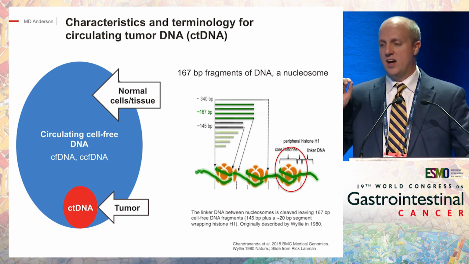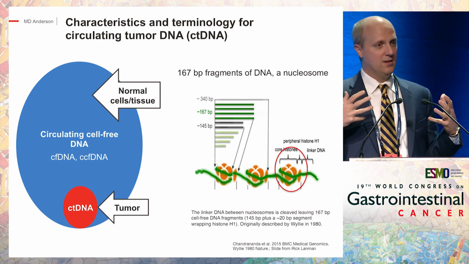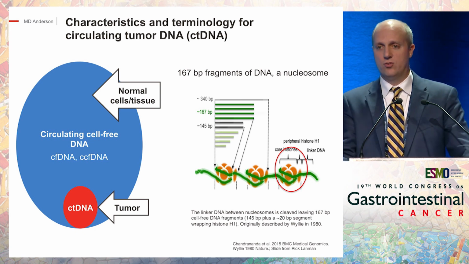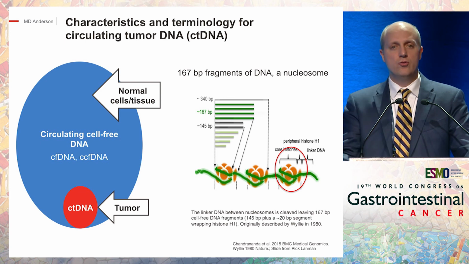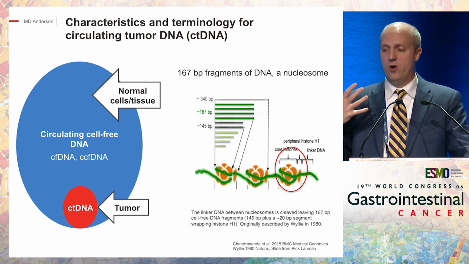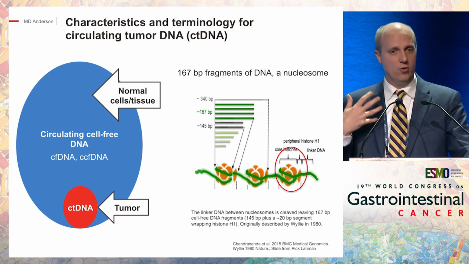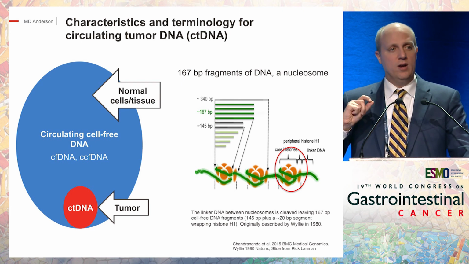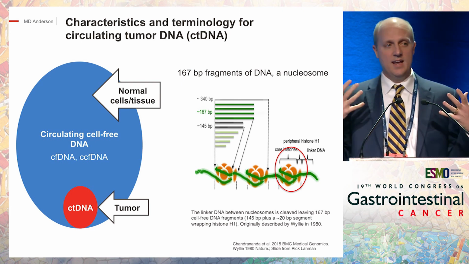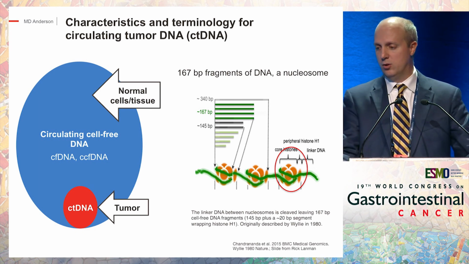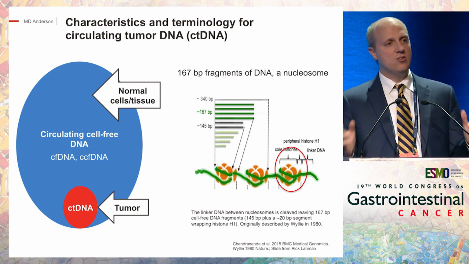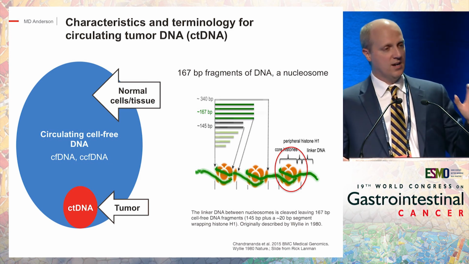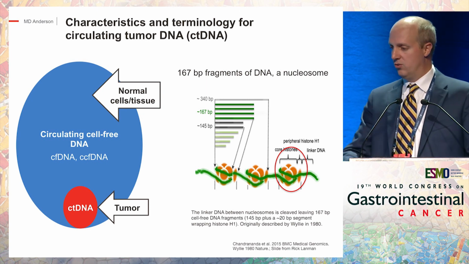So the first is this idea of circulating cell-free DNA, and this is the idea of any DNA that's in circulation that's not bound up by an exosome or a cell. The majority of this is derived from normal cells, normal turnover of healthy tissue and other cells. In contrast, circulating tumor DNA, ctDNA, is defined to try to include just the tumor compartment. So you'll see these terms used somewhat interchangeably, but we'll try to be clear that the circulating free DNA is the entirety and the circulating tumor DNA is tumor-derived.